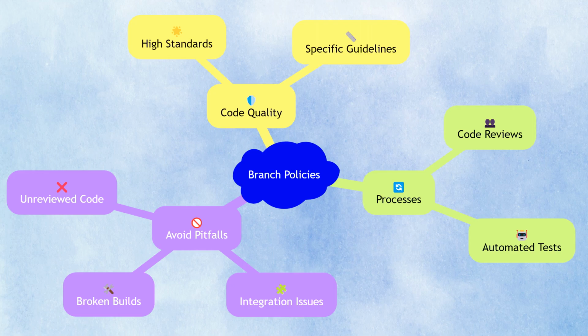Branch policies are essential in maintaining code quality and ensuring that only the best code gets merged into the main branch. They help enforce standards and practices that teams agree upon, such as requiring code reviews, running automated tests, and ensuring that the code adheres to specific guidelines. By implementing branch policies, teams can avoid common pitfalls like broken builds, unreviewed code, and integration issues.